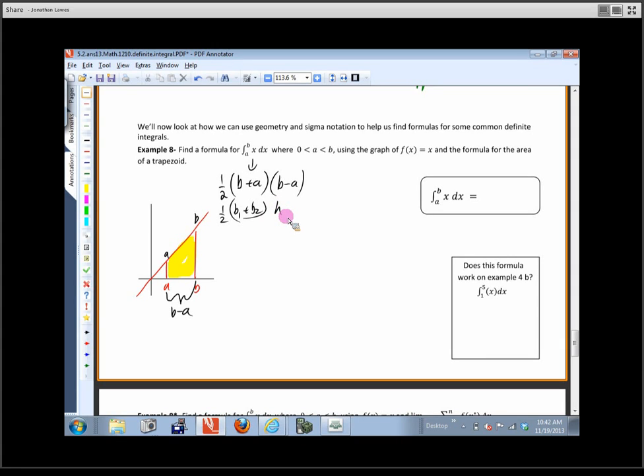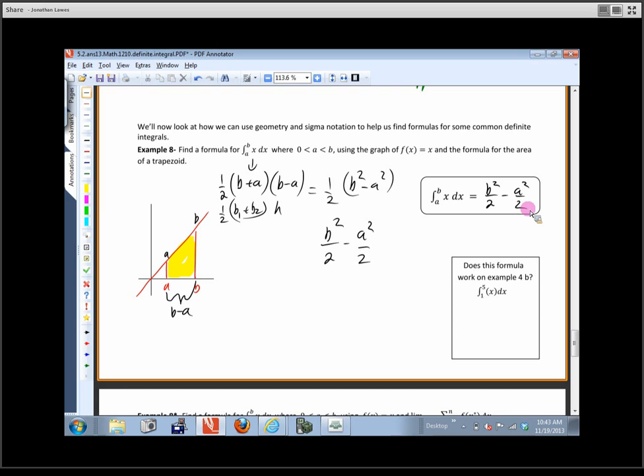Everybody with me? Okay, so watch. If I multiply the two of these together, these have that nice property. They're called a difference of squares. So this is going to be 1/2 of b squared minus a squared. And I'm going to write it as b squared over 2 minus a squared over 2. So here's a formula: b squared over 2 minus a squared over 2.